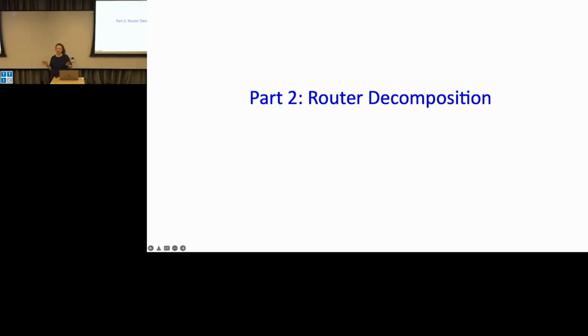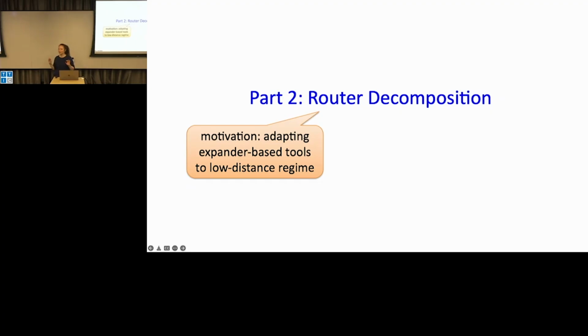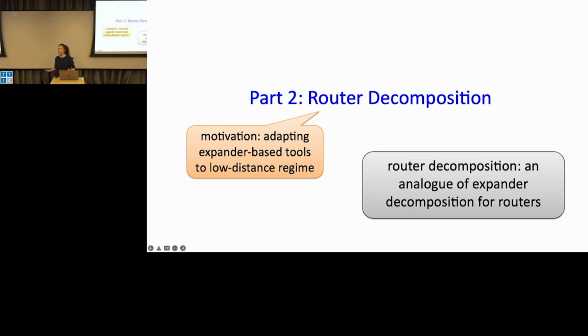So first, to provide you with some intuition, what are routers? Intuitively, routers are an attempt to adapt expanders to the low distance regime. And what's a router decomposition? It is basically expander decomposition for routers. Because all of this revolves around expanders, let me tell you a little bit about expanders.